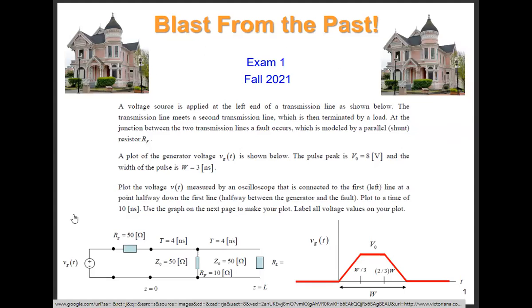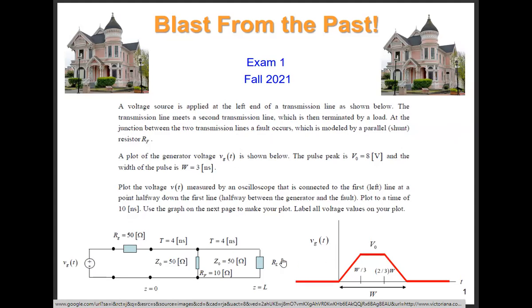It's kind of lengthy here. A voltage source is applied at the left end of a transmission line as shown below. So here's a plot of the generator function. It's kind of like a triangle function, but with the top chopped off.